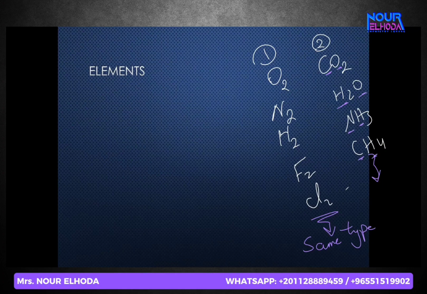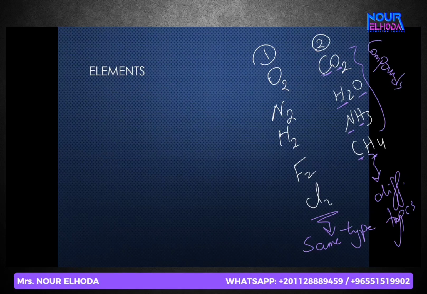Since you have 2 different types, this automatically means it is a compound. All these are good examples of compounds because they have different types of atoms: carbon and oxygen, hydrogen and oxygen, nitrogen and hydrogen. But here, all these are elements. Why? Hydrogen and hydrogen, the same type. Nitrogen and nitrogen, the same type. Oxygen and oxygen, the same type. These are elements, and these are compounds.